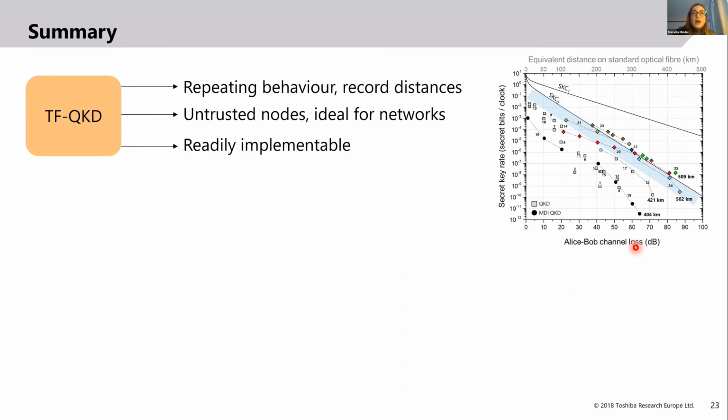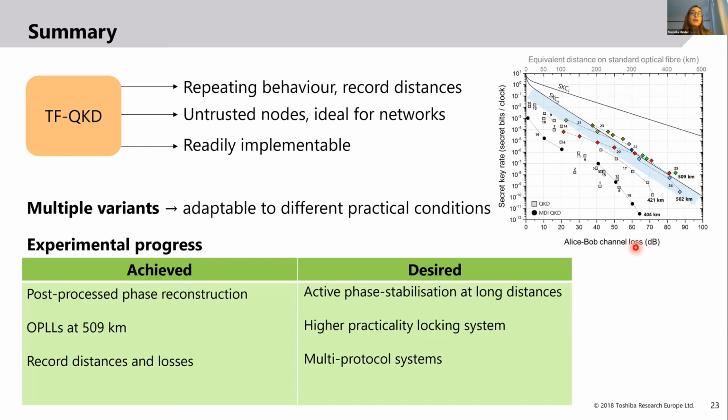So overall, with this talk, I wanted to show the importance of twin field QKD as a protocol. It's a protocol that shows a repeater-like behavior, so it enables us to achieve record distances for the first time currently. It also has untrusted nodes, which means that it is a protocol that is very ideal for networks, and it is readily implementable. The fact that we have multiple variants means that it is a protocol that can be adapted to different practical conditions. So it can be suitable for many different situations.